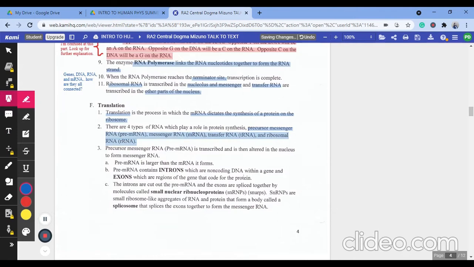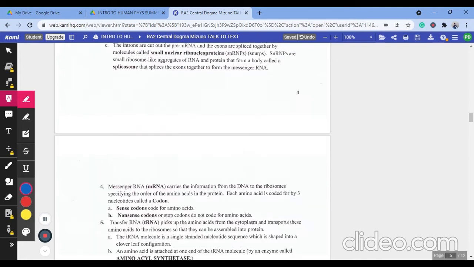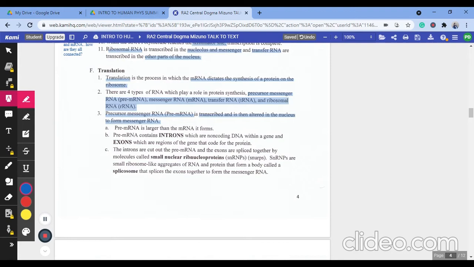So the precursor messenger is transcribed and is then altered in the nucleus to form the messenger RNA. Four things about the precursor RNA. The precursor messenger RNA is larger than the mRNA. The pre-mRNA contains introns, which are non-coding DNA within a gene, and exons, which are regions of the gene that code for the protein. I'm not going to add other information for that. It's pretty straightforward.